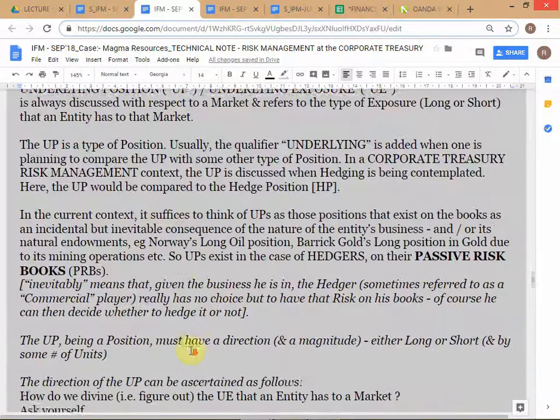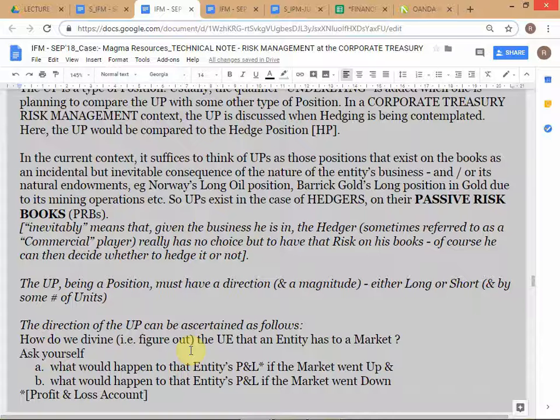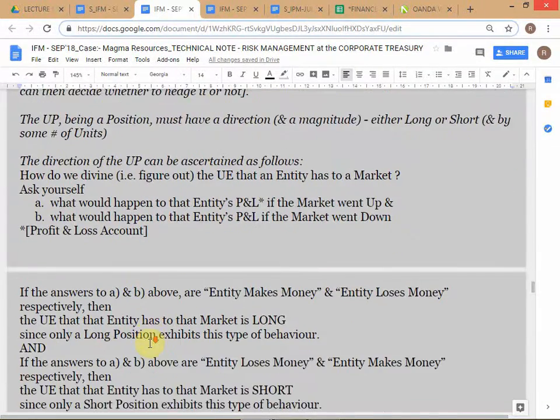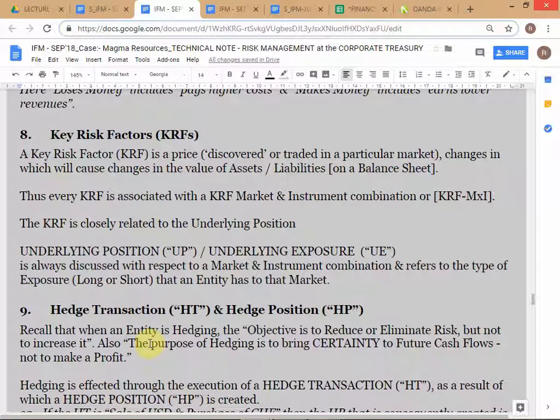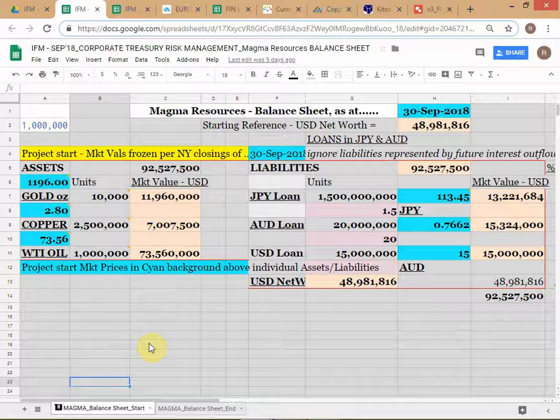UP, UE, you already know what it is. What have I said here about passive? All that has been discussed already, how to figure out what the underlying position is, key risk factors. Now here we are answering the first question in the case as well. If you go back to the first question in the case, guys, what are the key risk factors? The key risk factors are nothing but specific prices of market instruments, specific market prices that you refer to, which are the source of risk for that book. What are the sources of risk for this balance sheet?